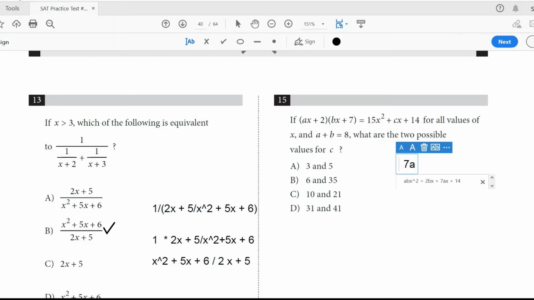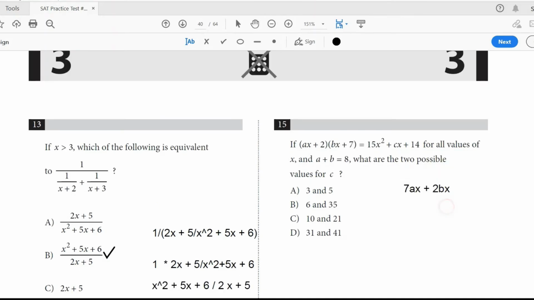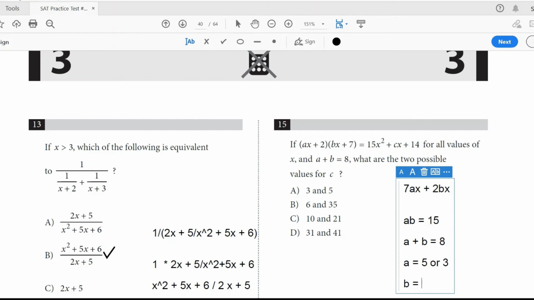c is actually equal to 7ax plus 2bx. We get this because 7ax and then 2bx is the only way we can get x to the first power. All right? And therefore, a plus b equals 8. So we have to first find out what ab also equals: 15, because a times b is 15 over here. The only things that satisfy this are 5 and 3. So a can equal 5 or it can equal 3, and b can equal 3 or it can equal 5.